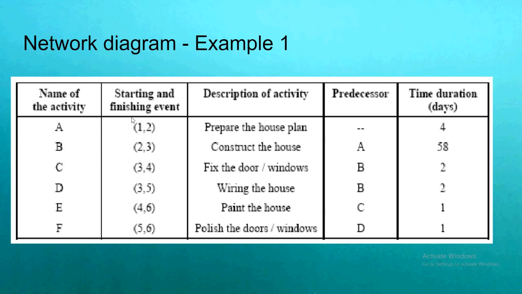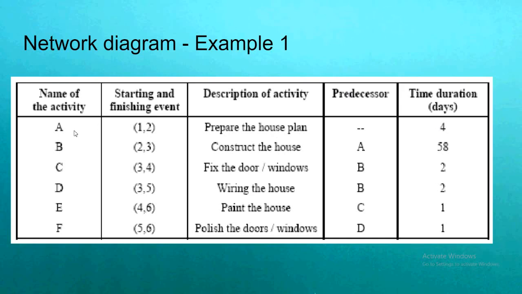So in a network diagram, every activity is identified by the number. So we are giving the numbers like this, 1 to 2, 2 to 3, like that. For every activity, we have to find out what are the predecessor activity, meaning that we cannot start an activity without completing another activity. So that activity is called a predecessor activity. And we have to give an estimation of time, how much time it will take to complete an activity.